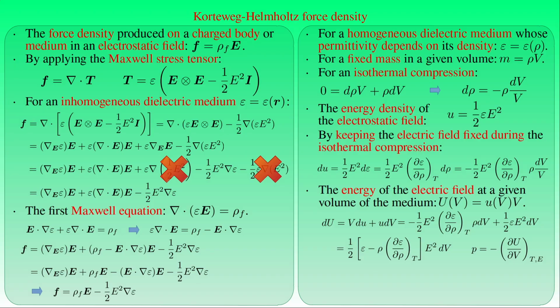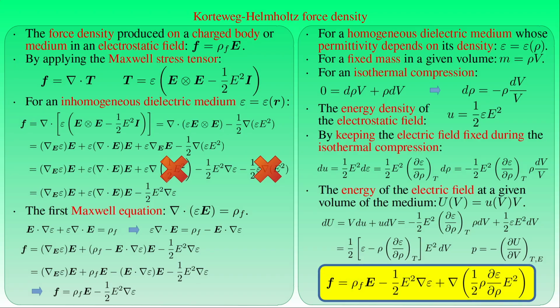Then the derivative of the formula obtained for dU with respect to the volume V gives two terms for pressure. The first term is equal to 1/2 times epsilon times E squared, which is the Maxwell stress contribution already included in the stress tensor. The second term, however, represents a pressure correction that arises naturally from the dependence of the dielectric constant on density.